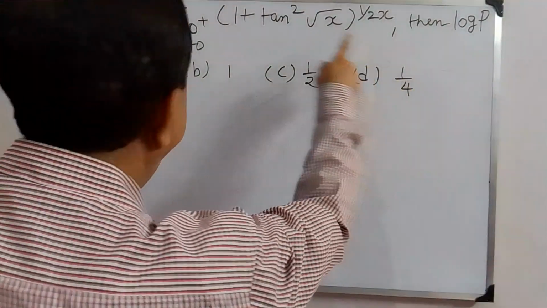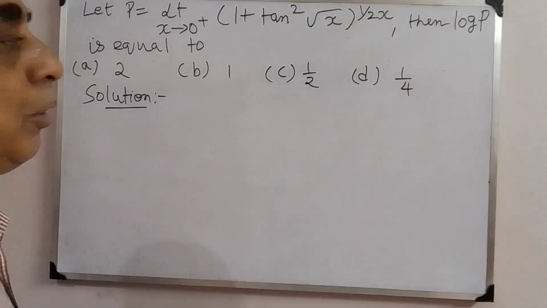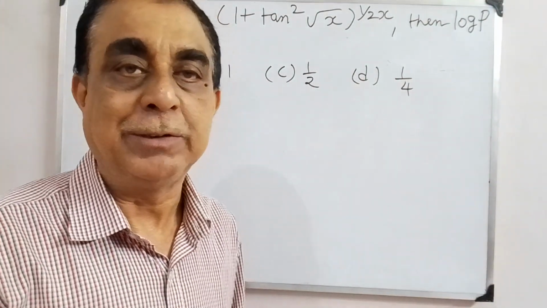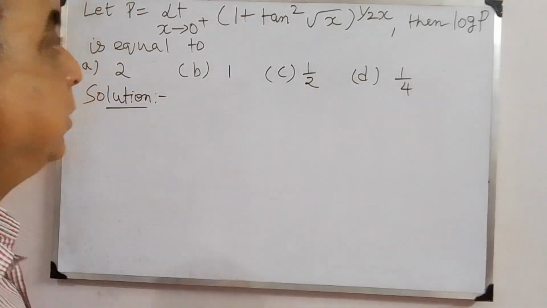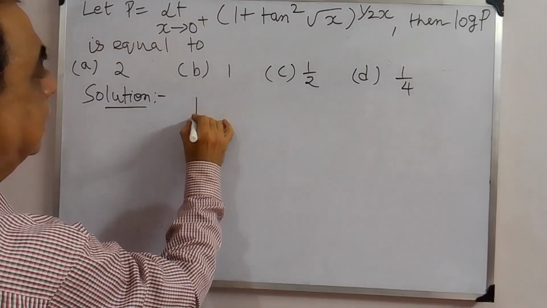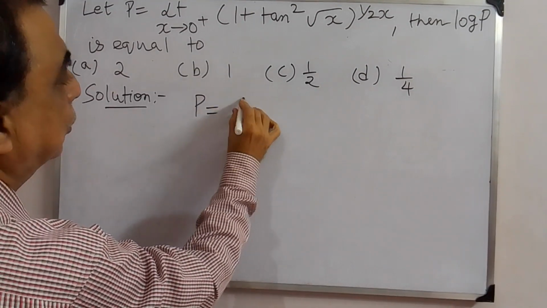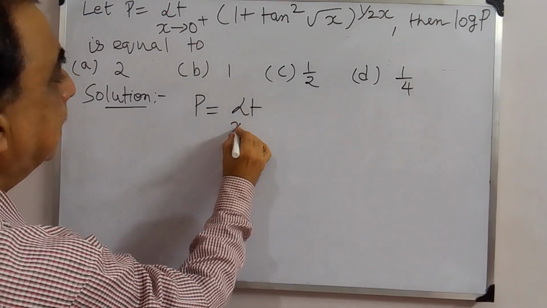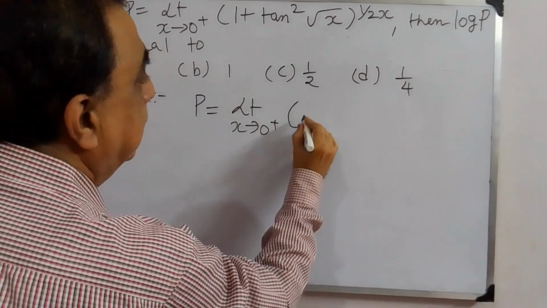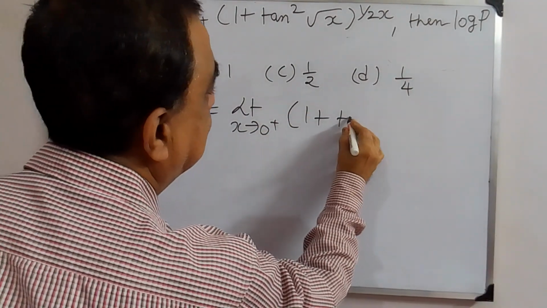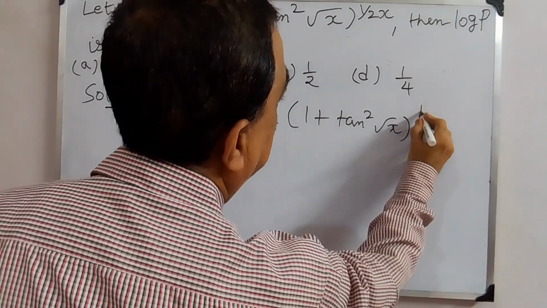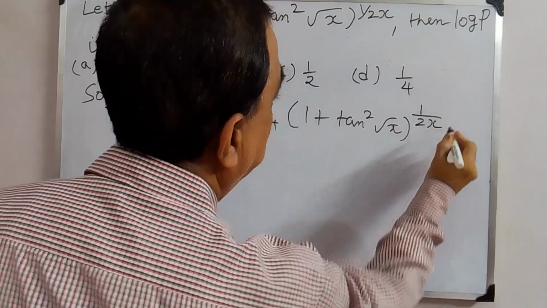Out of these given 4 options, only one option is correct, and we have to find the correct option for the given question. So how will we do it? See here. It is given to us that p is equal to limit x tends to 0 plus of (1 plus tan squared root x) whole to the power 1 by 2x.